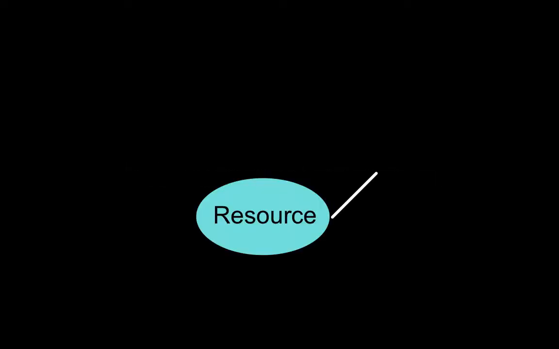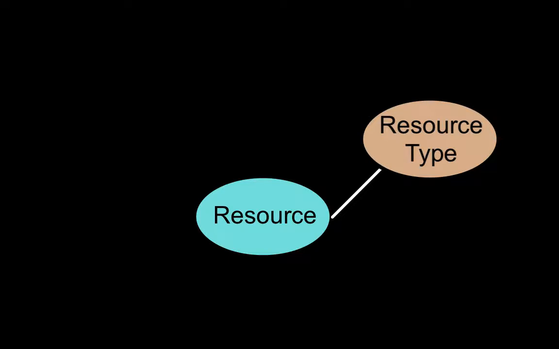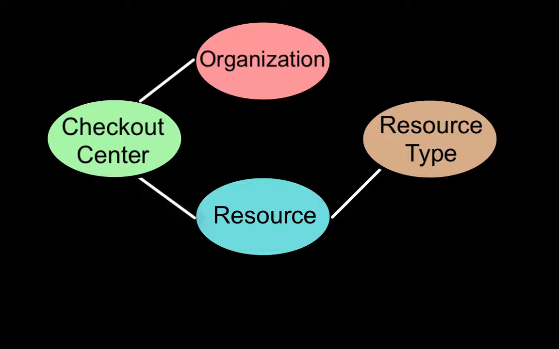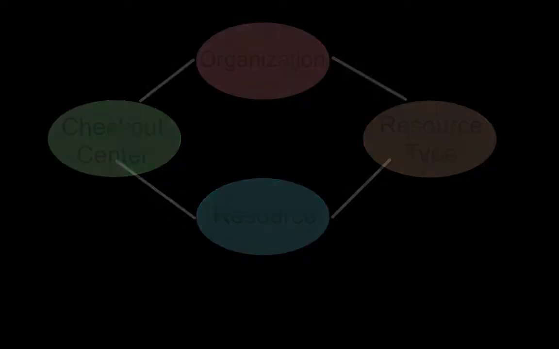Let's review what the issue is. As you know, resources are assigned to a resource type. Resources belong to a checkout center. A checkout center is assigned to an organization. Resource types are assigned to an organization. With this in mind, there are two scenarios that create an organizational mismatch.